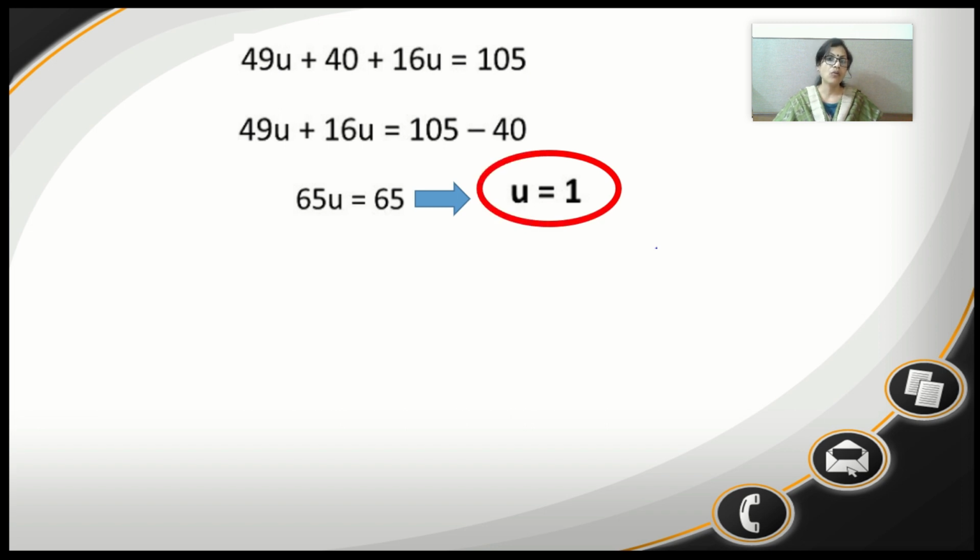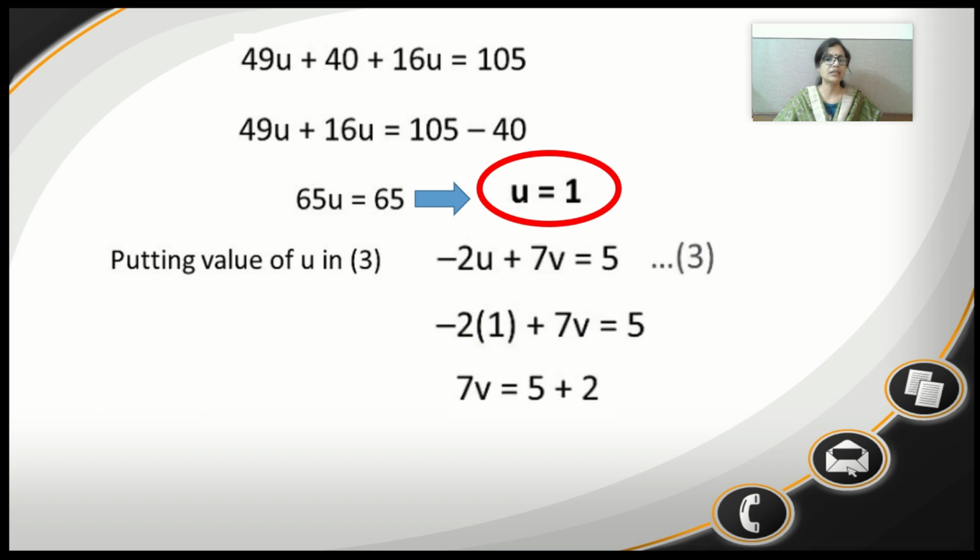Let's find the value of v by putting the value of u in equation 3, and our equation 3 is minus 2u plus 7v is equal to 5. So we can write minus 2 into 1 plus 7v is equal to 5. So 7v is equal to 5 plus 2, 7v is equal to 7 and therefore v is equal to 1 is the value of the second variable, that is v.